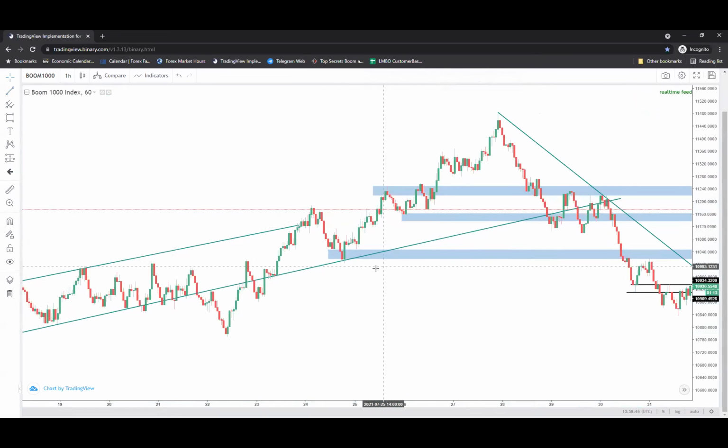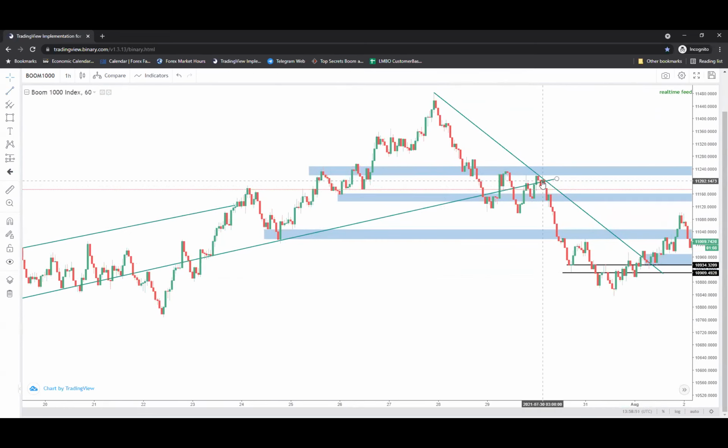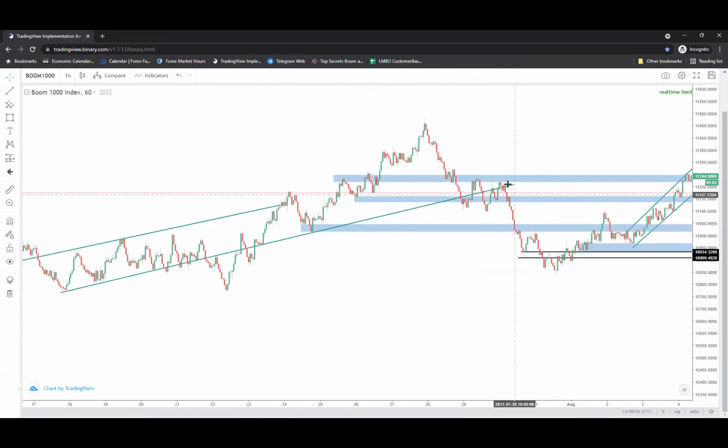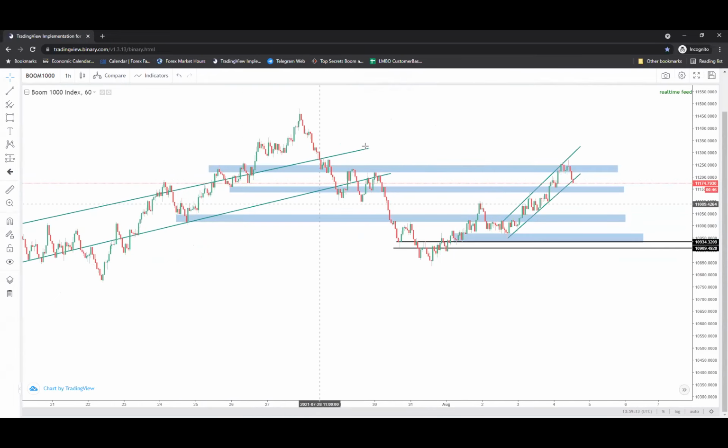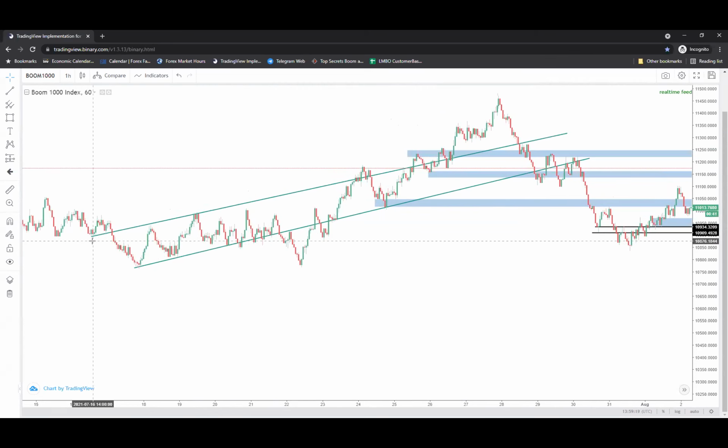You see, it has respected here, and after a few weeks, it is respecting here as well. If I remove this, you get this rejection here as well. If I extend this channel, you will find it could be a support or it could be a resistance as well. No matter where the market goes, if this trend line has a maximum touch, it has a role to play in the future as well.